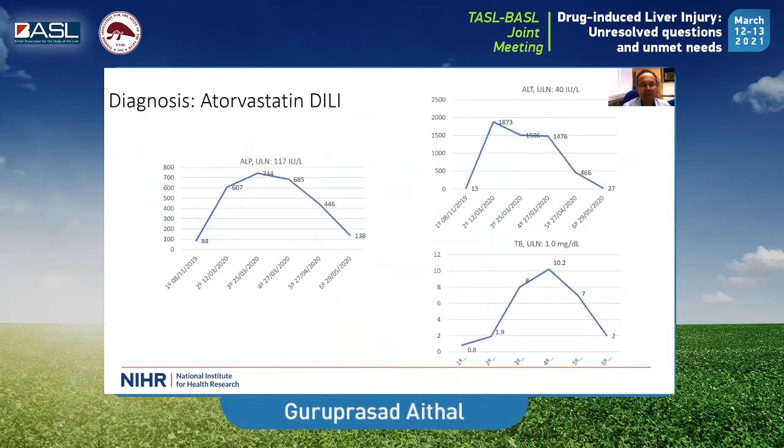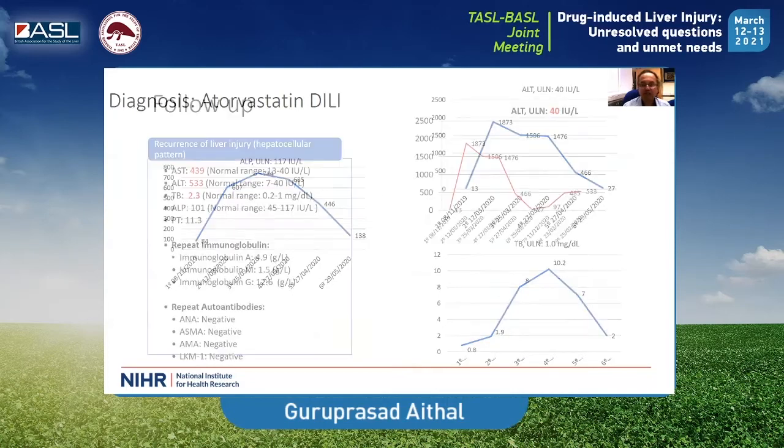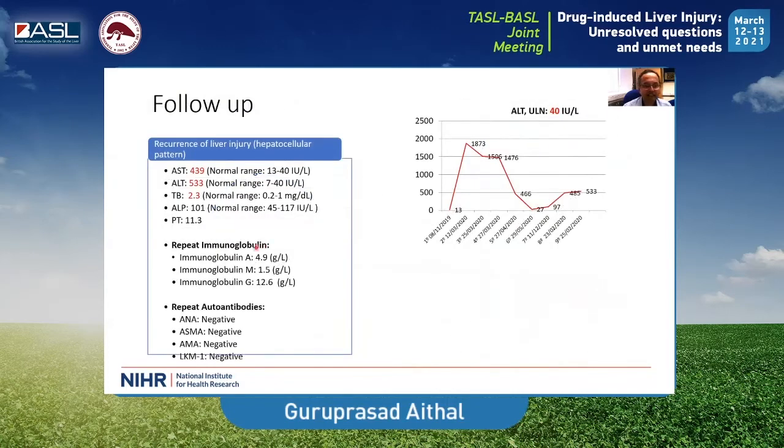This is the follow-on blood test when atorvastatin was stopped. It improved substantially, but the alkaline phosphatase was still not entirely normal. So she was being followed up. And during the follow-up, her ALT started going up again. ALT was 500 this time, had come down and was starting to go up now.